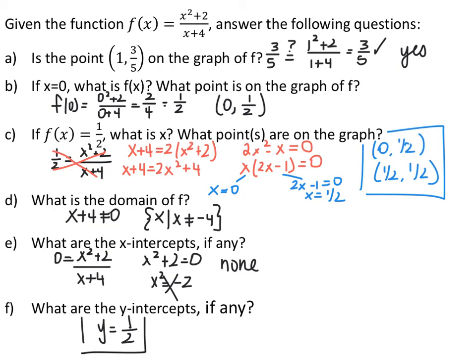What is the domain of f? So it's a rational function, which means the denominator cannot equal 0. So I set the denominator not equal to 0, so I get x such that x is not equal to -4.